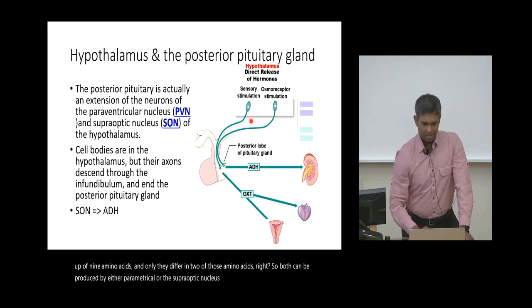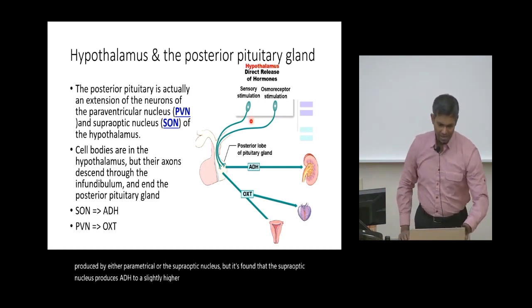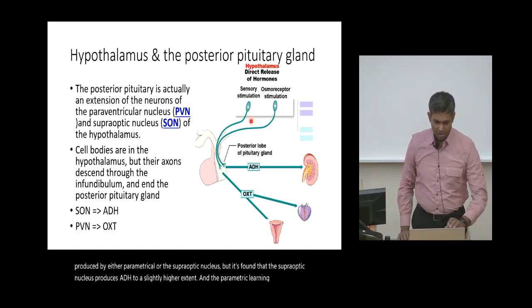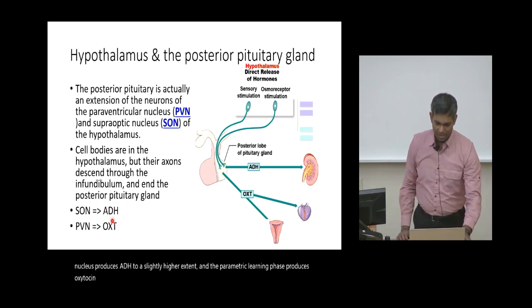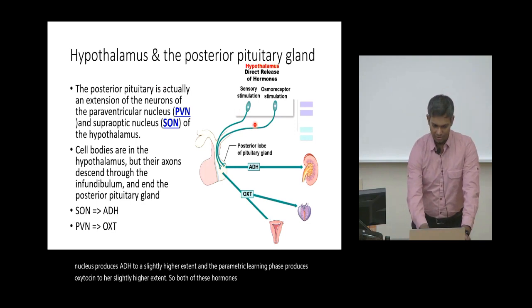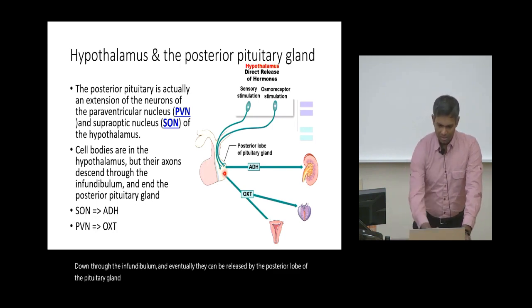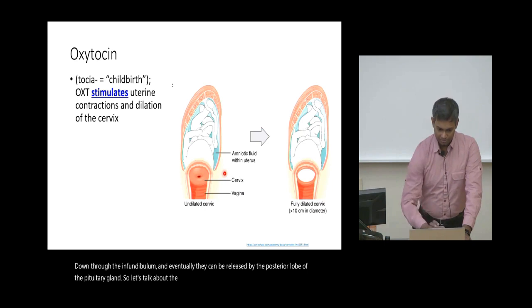But it's found that the supraoptic nucleus produces ADH to a slightly higher extent, and the paraventricular nucleus produces oxytocin to a slightly higher extent. Both of these hormones will travel down through the infundibulum, and eventually they can be released by the posterior lobe of the pituitary gland. So let's talk about the oxytocin function.